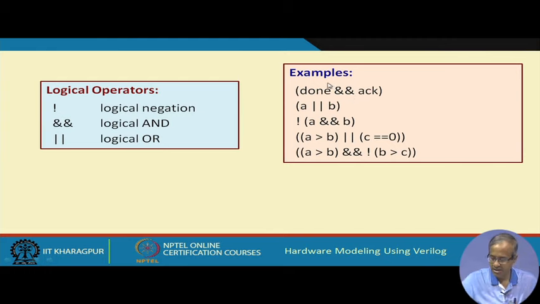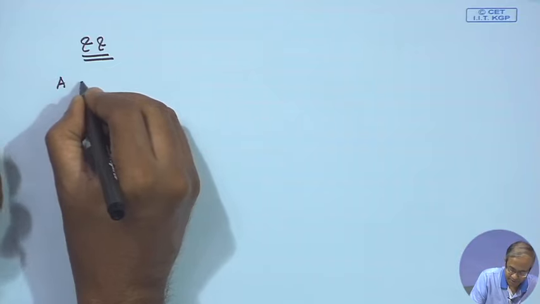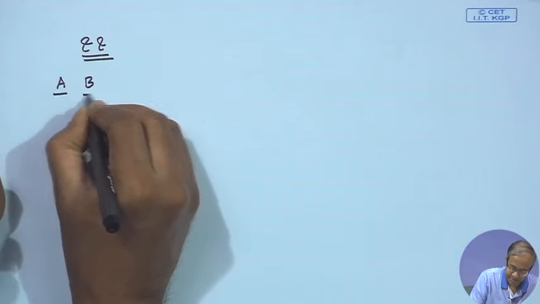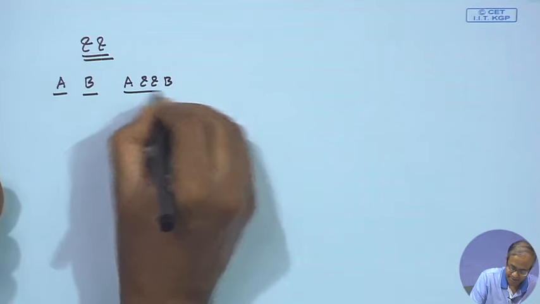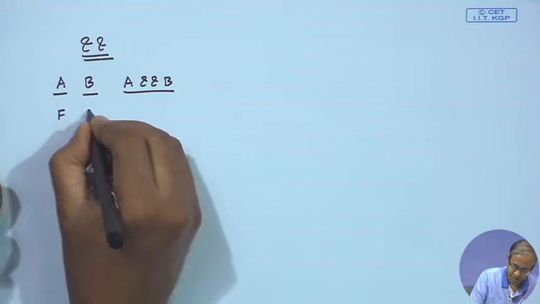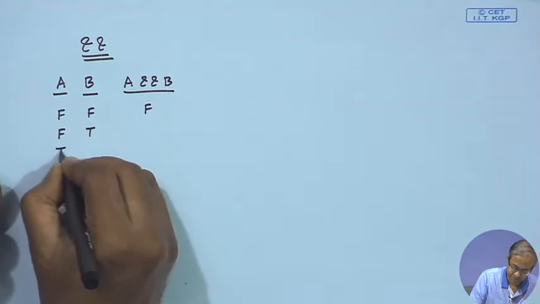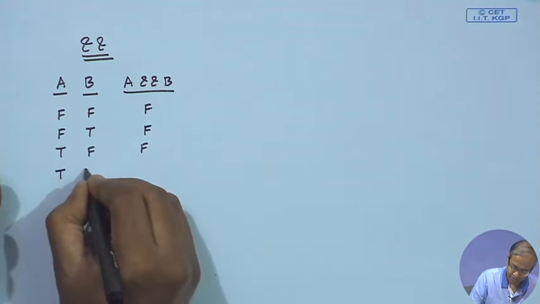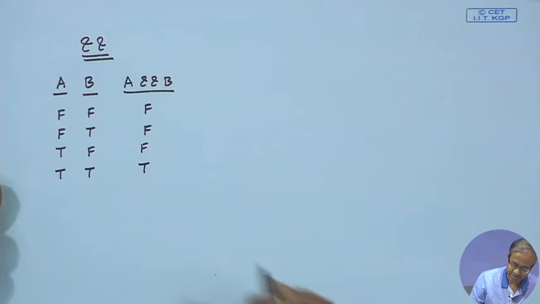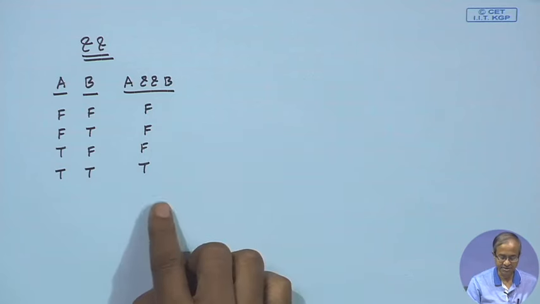Now, the way this logical AND is defined, it just follows the AND operator. Say, if you have two operands A and B, and the output which is A AND B, then if both are false, this will be false. If one of them is false, then also it will be false. Only when both of them are true will this expression be true. So, this is how this AND operation is defined.